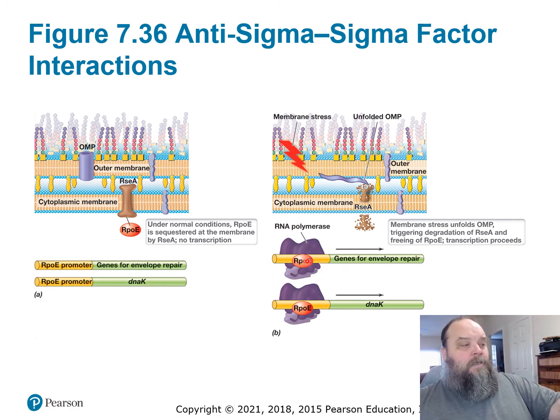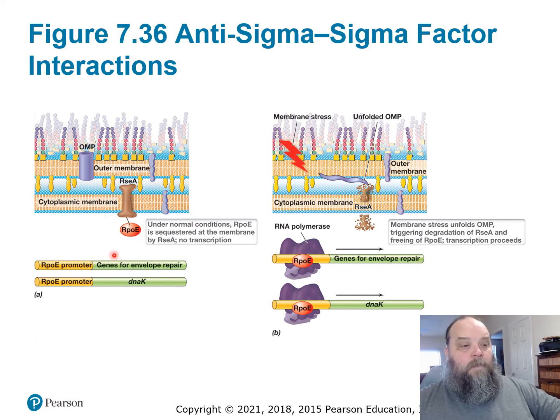RpoE is a transcription activator. It goes and binds to certain promoter regions, and then the next thing you know, you get certain genes being transcribed: envelope repair, DnaK. DnaK goes through and will turn over proteins, recycle the polypeptides, and get the amino acids back. These genes for repair are going to replenish and replace any damaged phospholipids, lipopolysaccharides, things like that.